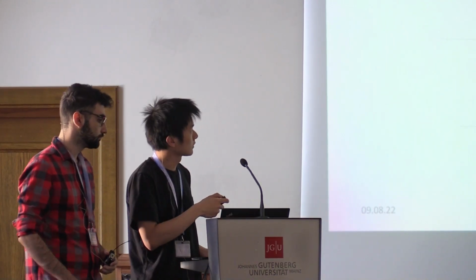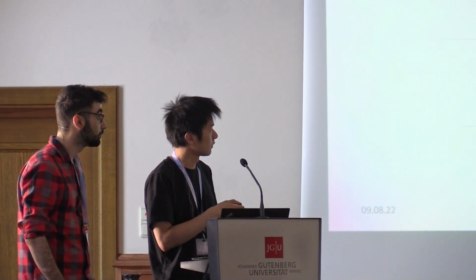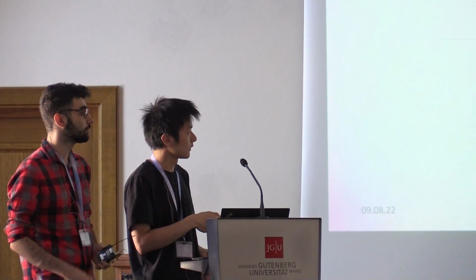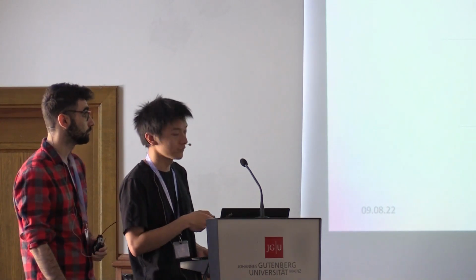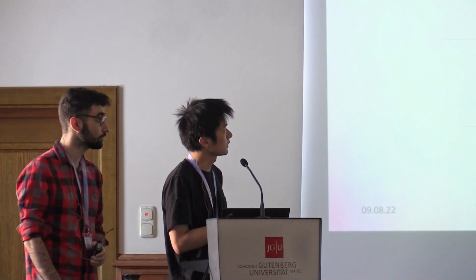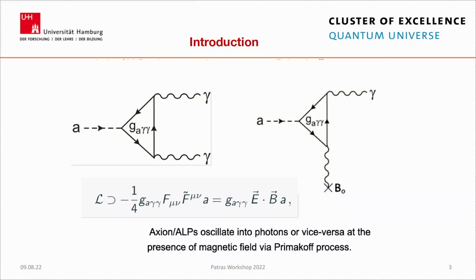As we know, axions or ALPs can oscillate into photons or vice versa in the presence of a magnetic field via the Primakoff process. We also focus on this E·B term in our experiment.